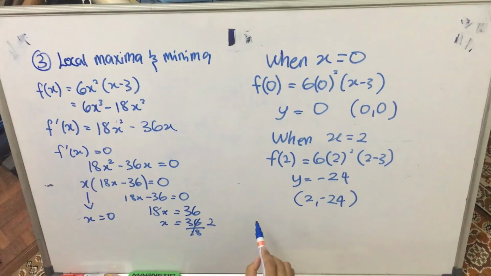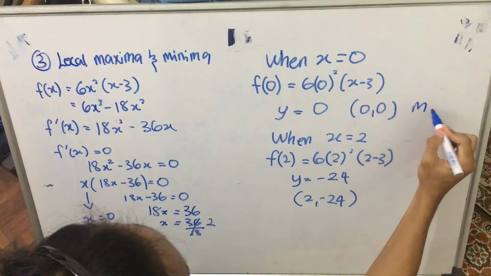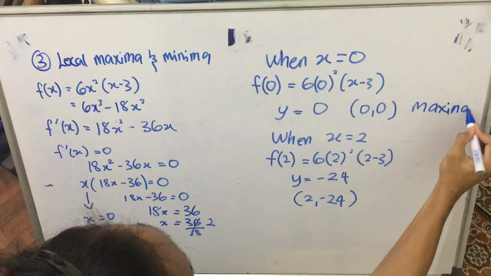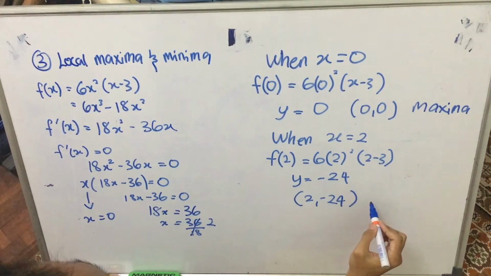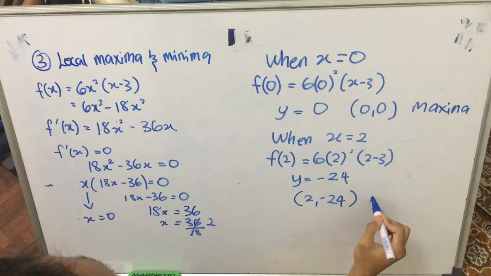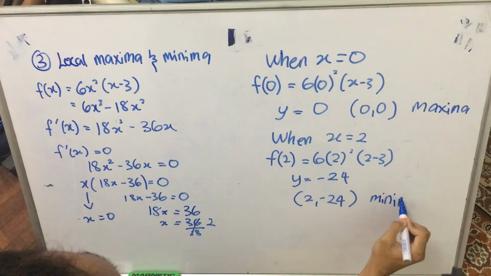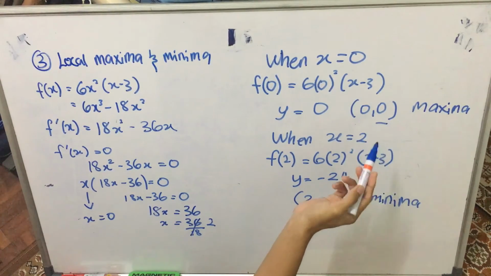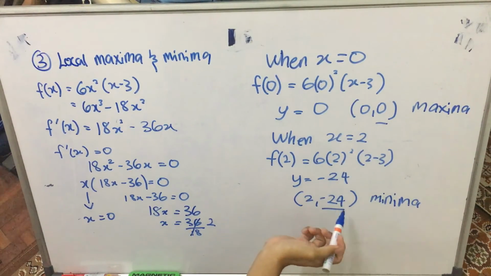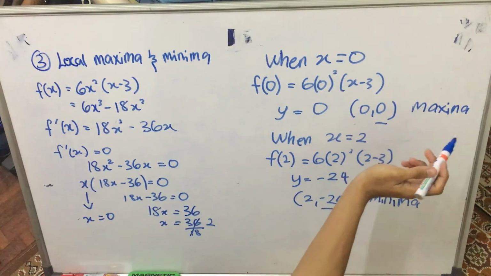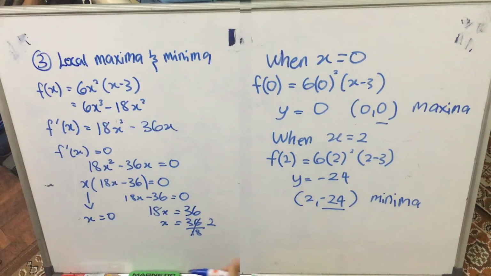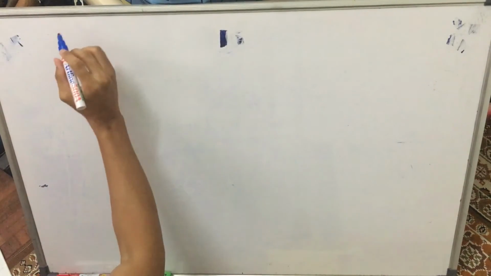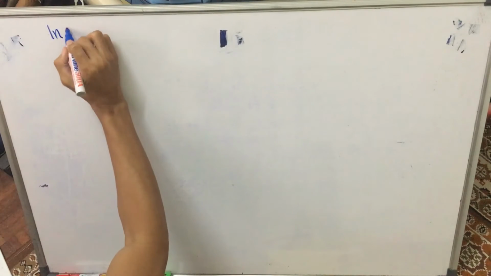So the local maximum will be 0, 0. The minimum is 2 with negative 24. Simply just look at the value of y. Negative 24 is less than 0, so 0 is above negative 24. That is why this is the maximum and this is the minimum. Last but not least, we need to find the inflection point.